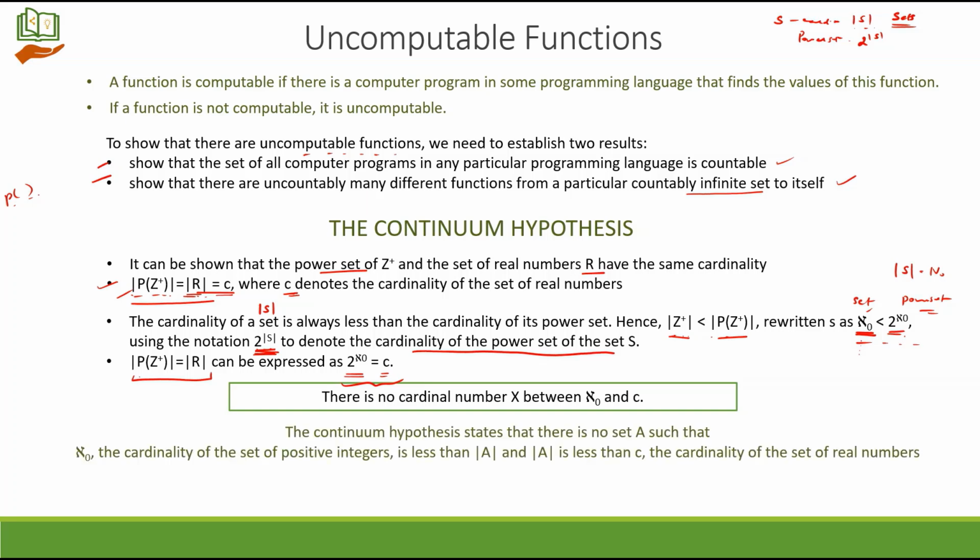Now let's see the continuum hypothesis. The continuum hypothesis states that there is no set A such that aleph null, the cardinality of the set of positive integers, is less than the cardinality of set A, and the cardinality of set A is less than C, the cardinality of the set of real numbers. So they are saying that there is no set A such that both these conditions hold. The continuum hypothesis is still an open question and remains an area for active research.